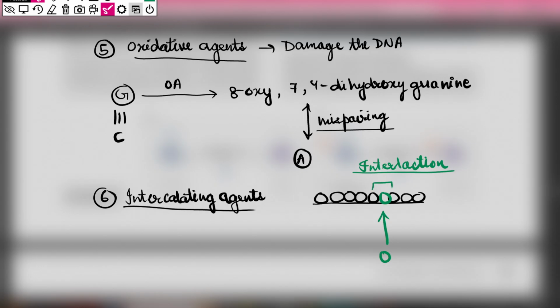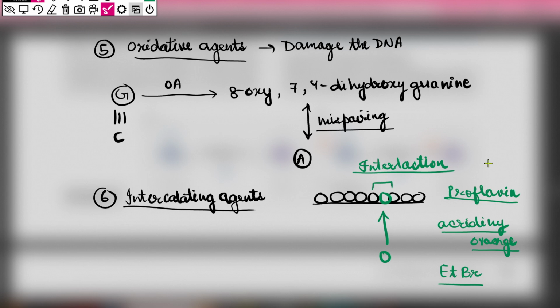Now there are many examples, one of them being proflavin, which acts as an intercalating agent, another one being acridine orange. All the dyes which we use to stain the genetic material can also act as intercalating agents. Similarly, what we use in gel electrophoresis, ethidium bromide, is also an intercalating agent, and one of them being dioxin. So four of them you can learn: dioxin, proflavin, acridine orange, and ethidium bromide.